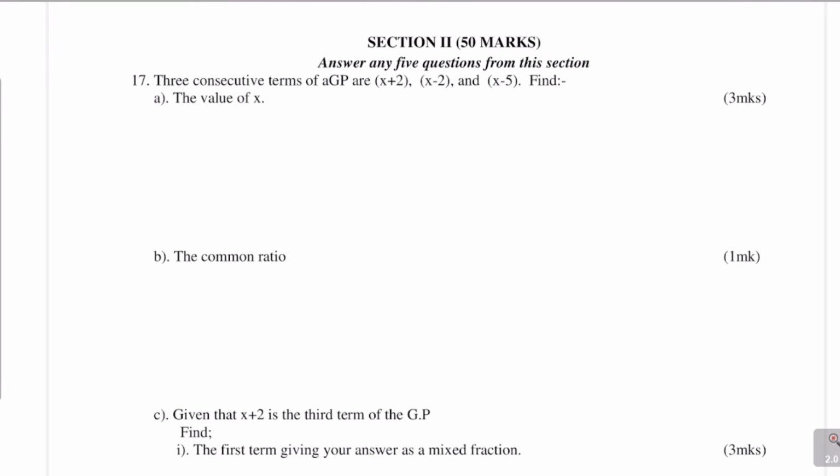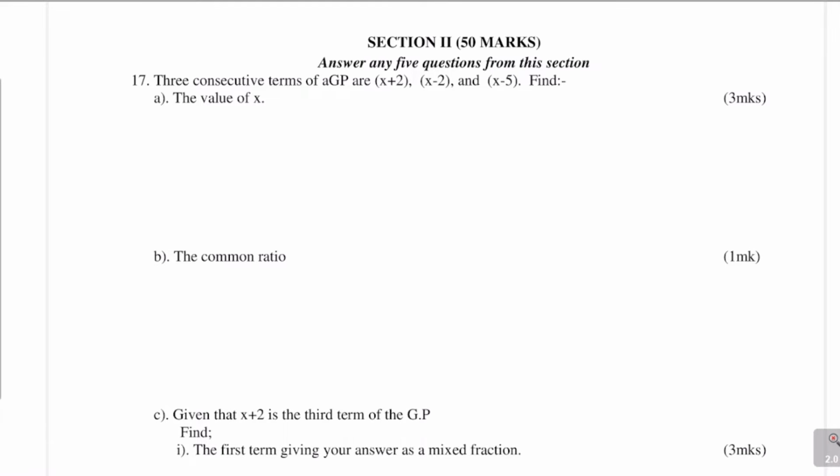Hello and welcome. Let's go to section 2, question 17. You're supposed to answer any 5 questions from this section. 3 consecutive terms of a GP are x plus 2, x minus 2, and x minus 5. Find the value of x. You're supposed to find the value of x.